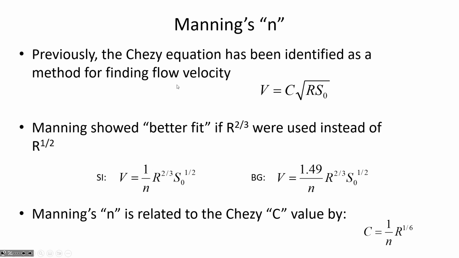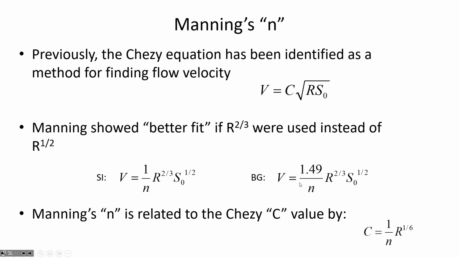Now Manning's is kind of an update of the Chezy equation, which we talked about earlier in the semester. The Chezy equation suggested that we could predict the velocity by having some roughness factor C and then multiplying that by the square root of the hydraulic radius and the slope. But Manning did more observations and showed that there was a better fit if the hydraulic radius was taken to the 2/3 power instead of the 1/2 power.